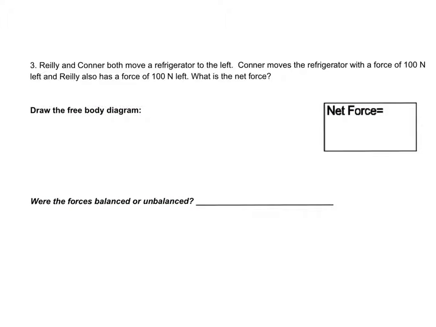Number 3. Riley and Connor both move a refrigerator to the left. Connor moves the refrigerator with a force of 100 newtons left, and Riley also has a force of 100 newtons left. What is the net force? Draw your free body diagram in the space provided. Calculate your net force over to the right. And finally, were the forces balanced or unbalanced?